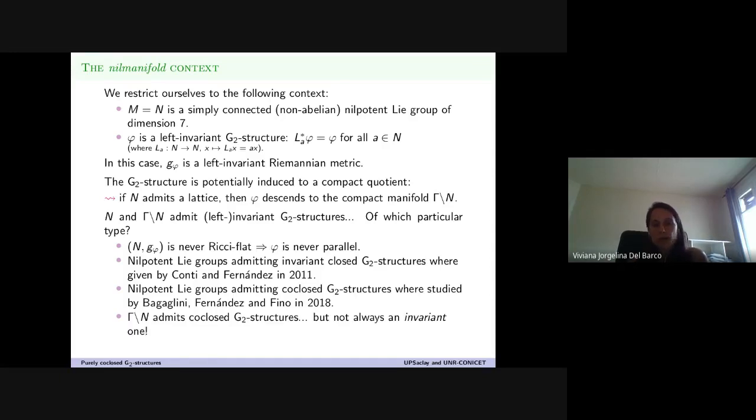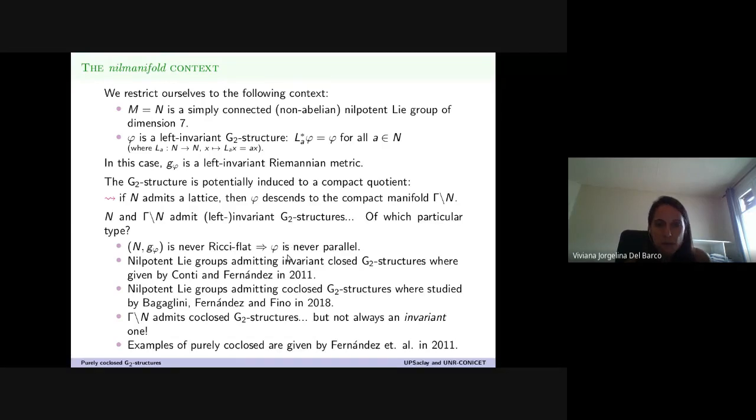And actually they observed that even though the compact manifolds always admit G2 structures, and therefore they admit coclosed G2 structures, there are nilmanifolds not admitting any invariant one. Okay, so this means that we can use the invariant context to construct the good examples, let's say, because even though the existence is guaranteed by a general theorem, the construction is not trivial, so we can do it. But at the same time, we may arrive at empty sets too.